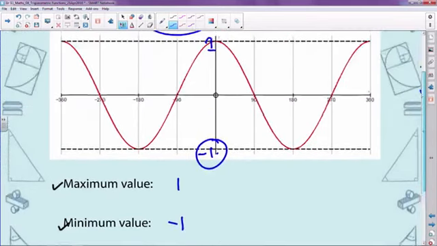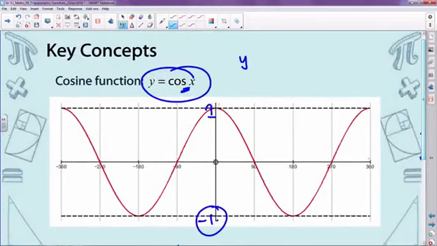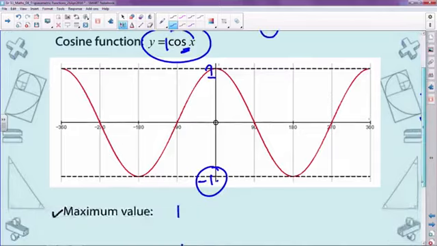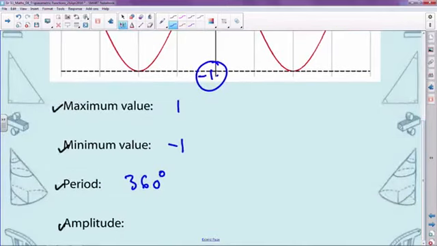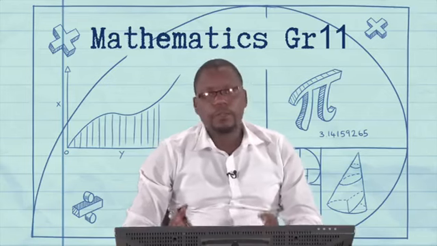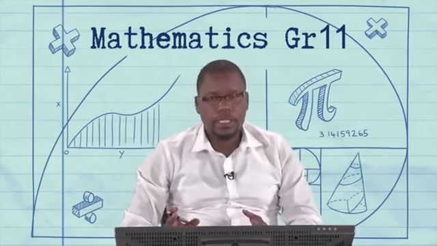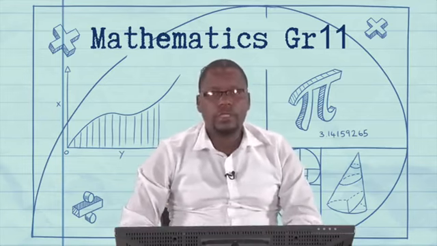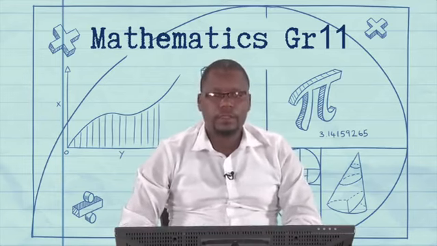And then your amplitude, as we said, this is y equals k cos x, and that's your amplitude. And in this case, it is 1. So you've got your amplitude as 1. Okay, guys, we're going to take a short break, go get some water, and then we're going to continue with your trig functions. Right, let's go drink water.